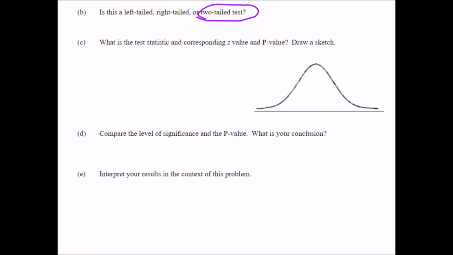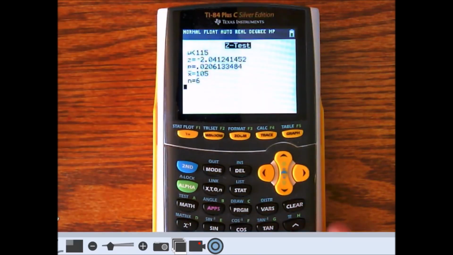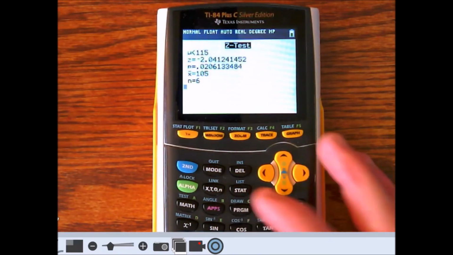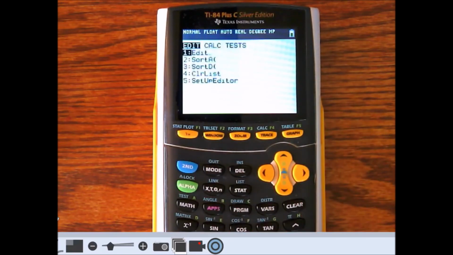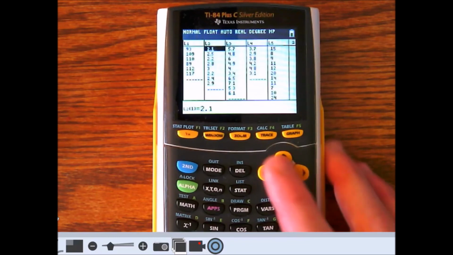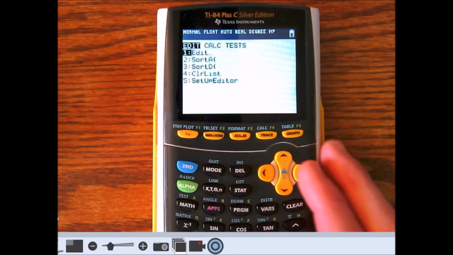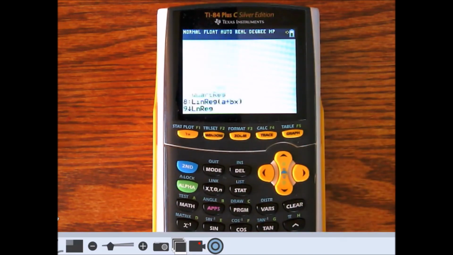What is the test statistic and corresponding z-value and p-value? Draw a sketch. This is where you go to your calculator. Like I said, I type mine into the list. So I want stat, edit. I have those concentrations in L2. You don't have to do it that way, but that's what I did. So I went to stat, calc.